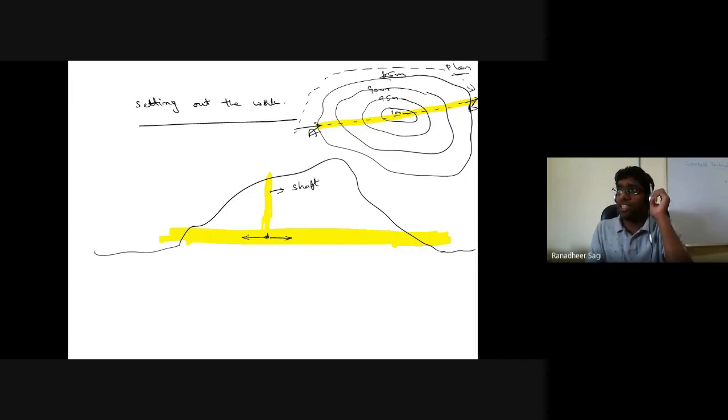Now, how exactly should I know where to construct that shaft? To what depth should I go in the excavation of soil through that shaft? Should I excavate only till here? Should I go on to excavate till here? How do I know that? All that we are going to understand with a proper control network which is going to be prepared for that particular region.